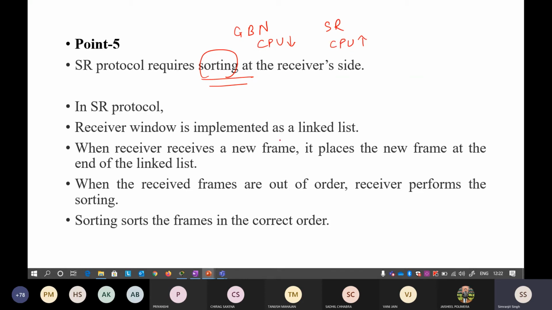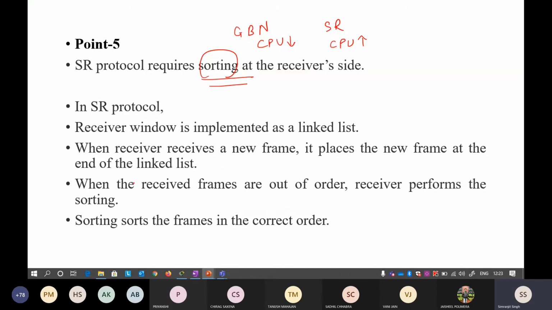Now the receiver is implemented as a linked list. When a receiver receives a new frame, it places the new frame at the end of the linked list. When the received frames are out of order, the receiver performs sorting. So you have to perform sorting on a linked list. You may have already studied that in data structures or algorithms in your second semester. Okay, so that is the same algorithm. Whatever you have used to sort a linked list, we use it here also.